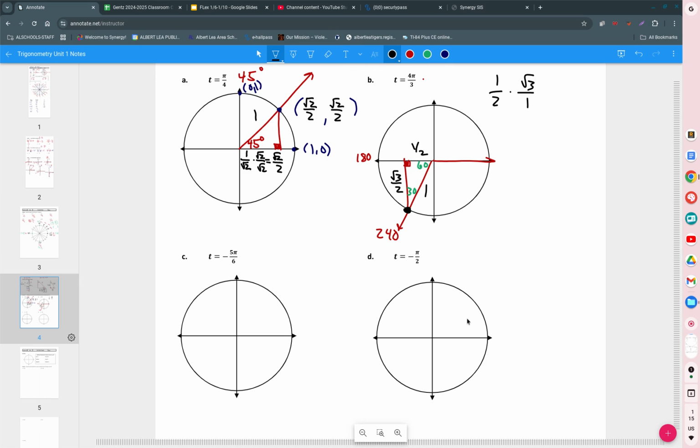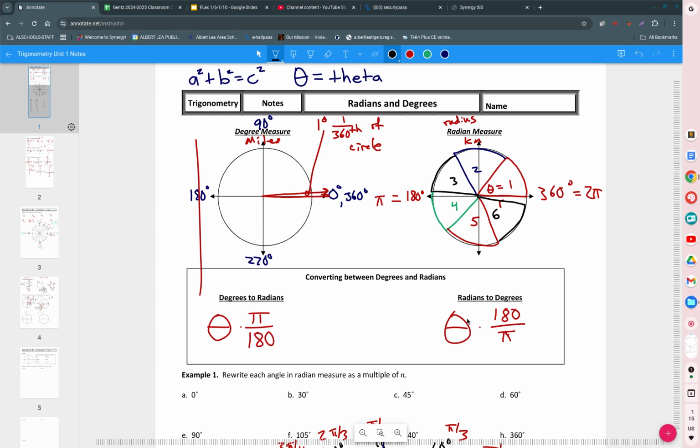So when we look for this coordinate right here, it has an x value, which is how far you went horizontally, which would be a negative 1/2, because we went backwards. And then how far you went vertically. We went down the root of 3 over 2. Let's write that coordinate on the previous page.